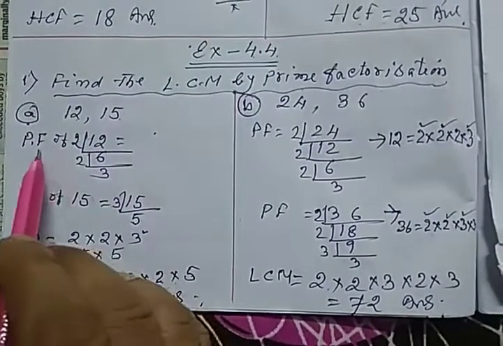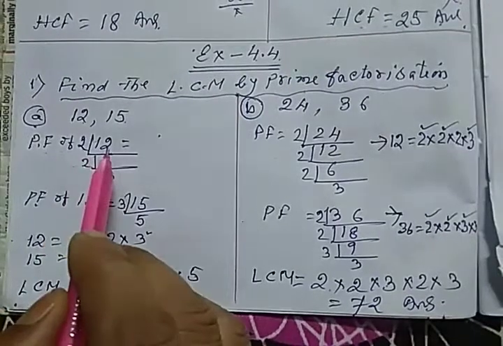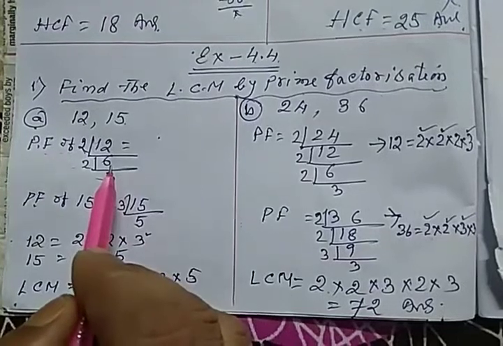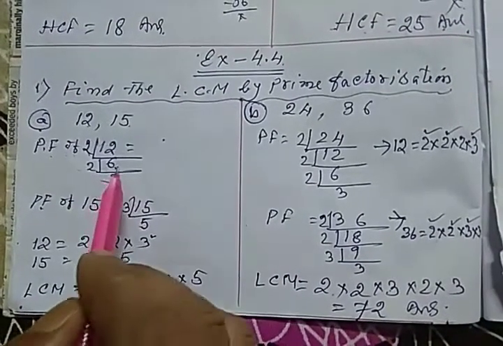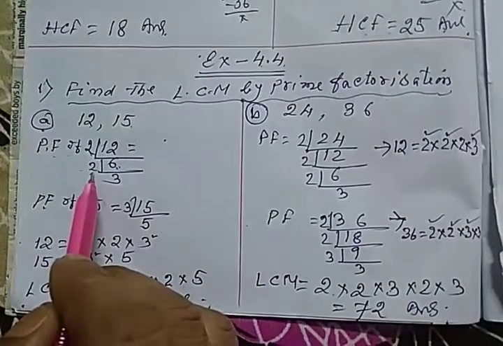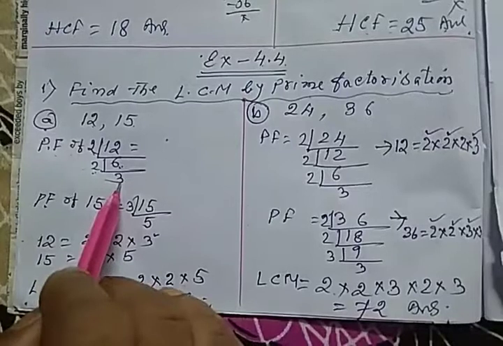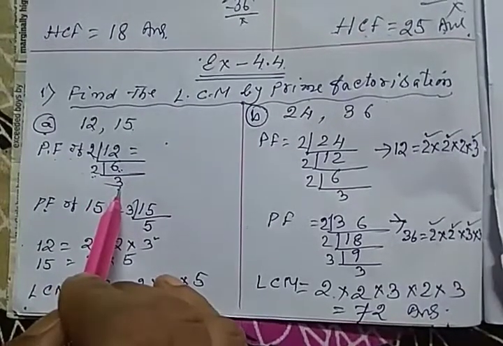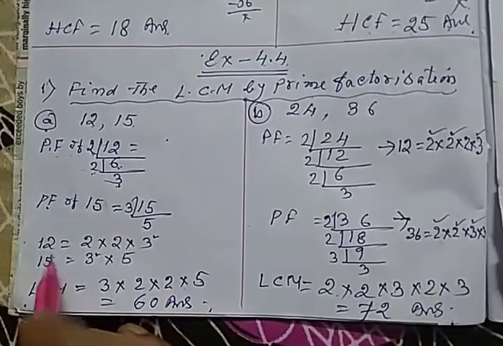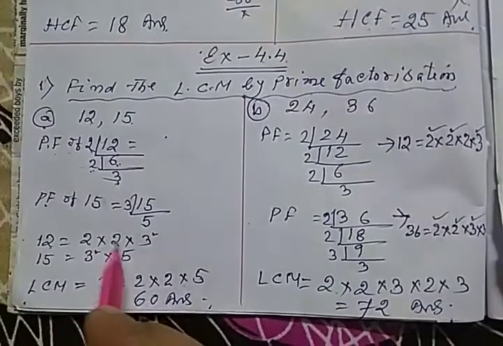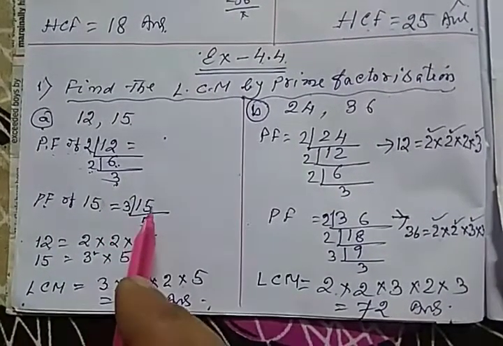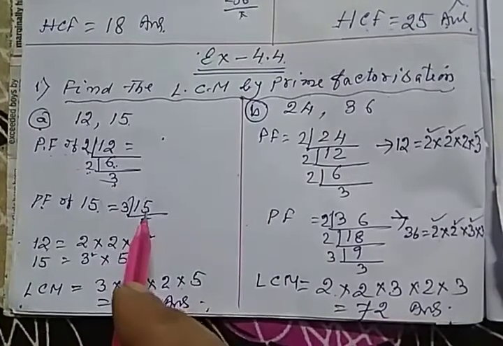You know the prime factorization of 12: 12 is divided by the prime number 2. The quotient is 6. Again, it is to be divided by the prime number 2. It is divisible by 2, that is why we have divided by 2. And the quotient is 3. This 3 is also a prime number. So we can write the prime factorization of 12 equal to 2 into 2 into 3. Similarly, the prime factorization of 15: 3 is a prime number, and 15 is to be divided by 3. 3 fives are 15.